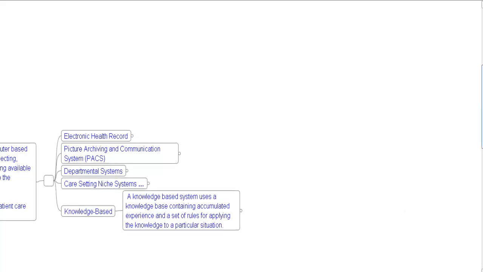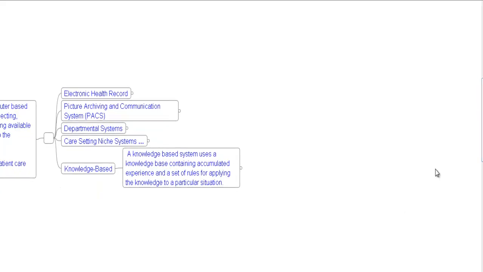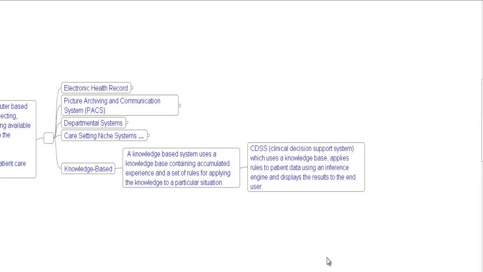A knowledge-based system uses a knowledge base containing accumulated experience and a set of rules for applying the knowledge to a particular situation. CDS, the Clinical Decision Support system, uses a knowledge base, applies rules to patient data using an inference engine, and displays the result to the end users.